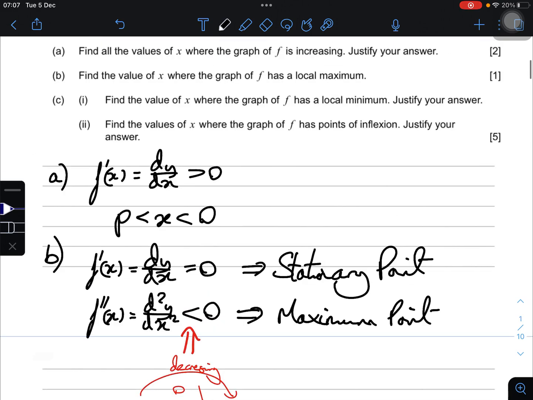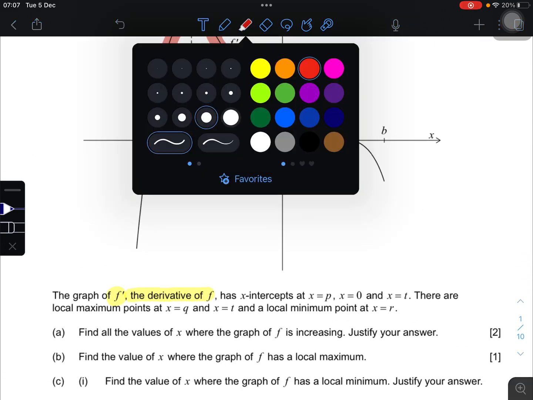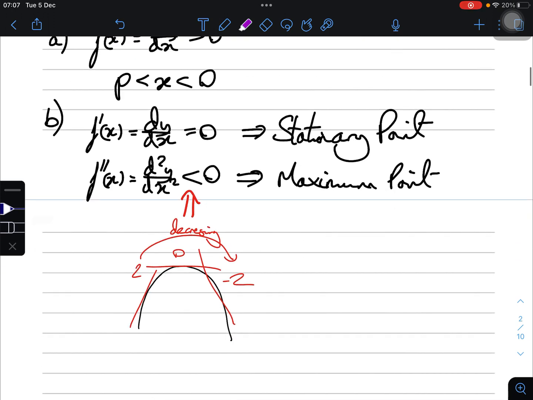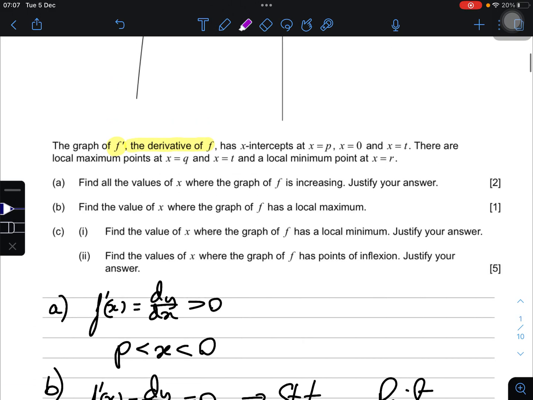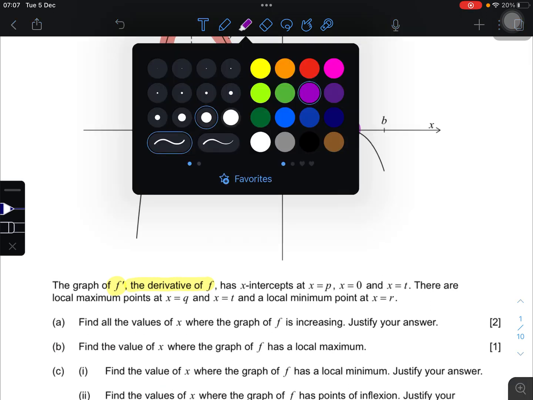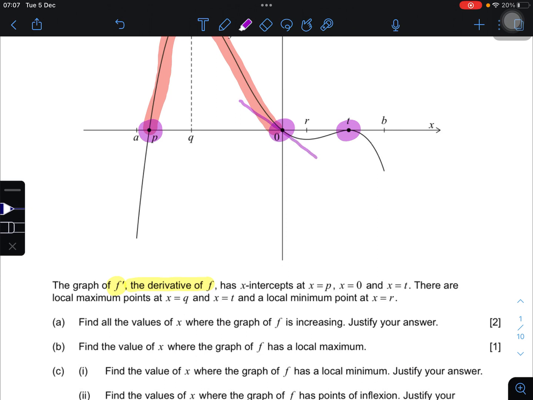Okay, so we need a point where the graph equals 0. Well, there's only a couple of points where the graph equals 0. Let's highlight those in purple. Equals 0 there, and equals 0 there, and equals 0 there, 0 there. And then we need a point where the second order differential is less than 0. So that means that the gradient function is decreasing. So in fact, the only line here where it's decreasing is there.